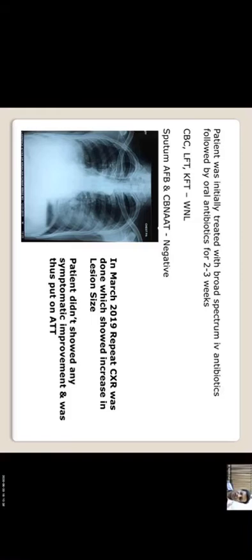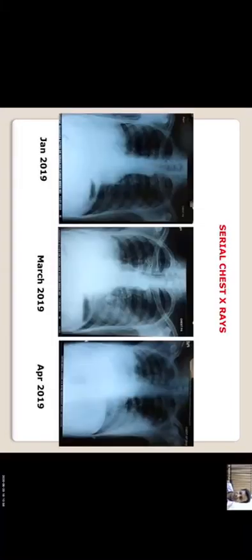So in March, after 2 months, a repeat chest X-ray was done which showed increase in lesion size. You can see that there is new onset opacity which has developed in the left mid zone and lower zone. The patient also didn't show any symptomatic improvement and was thus put on ATT by the treating physician. So he thought that it's a case of sputum negative pulmonary tuberculosis. So these are his serial chest X-rays. You can see from January 2019 to April 2019, there is deterioration in radiology.